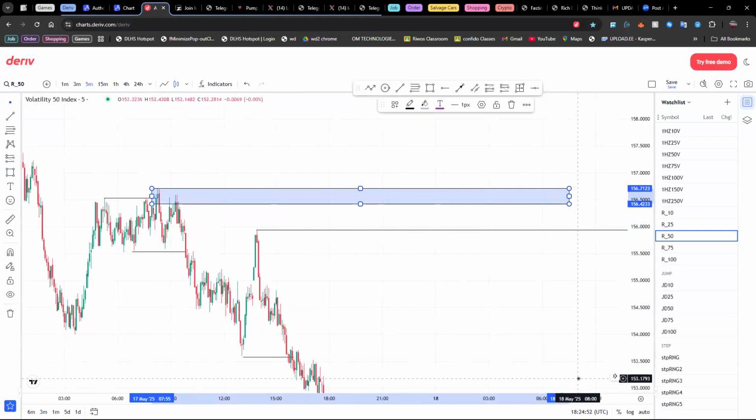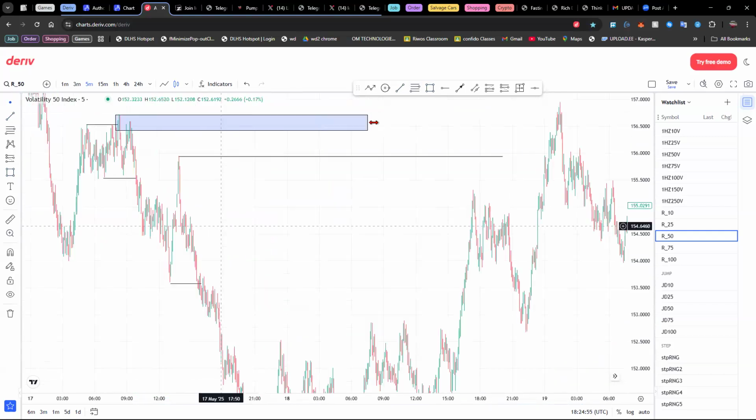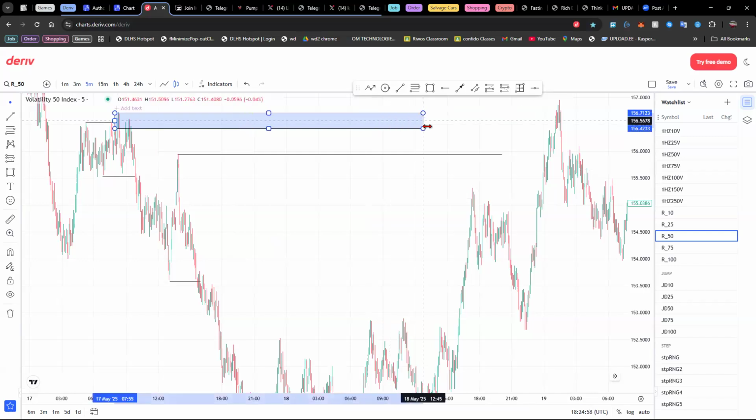Okay. After this I'll do one on currency pairs. This will be the last synthetic.